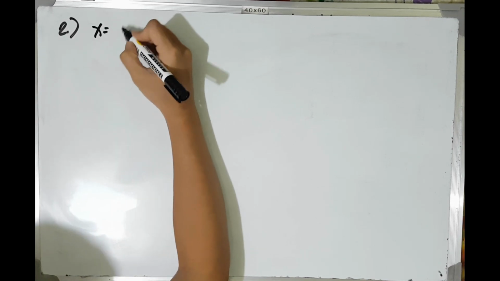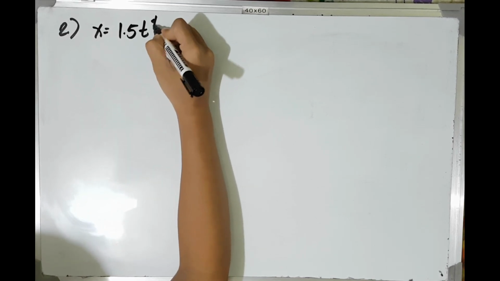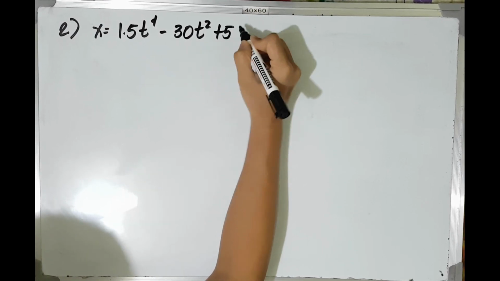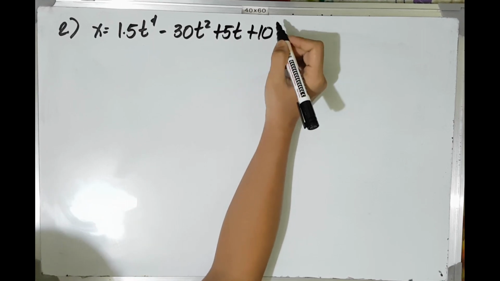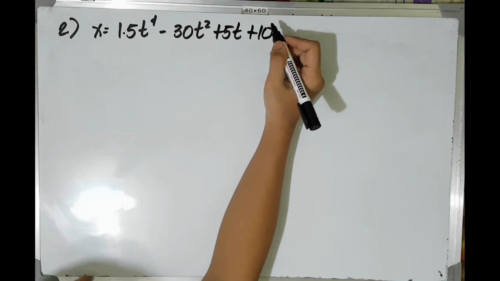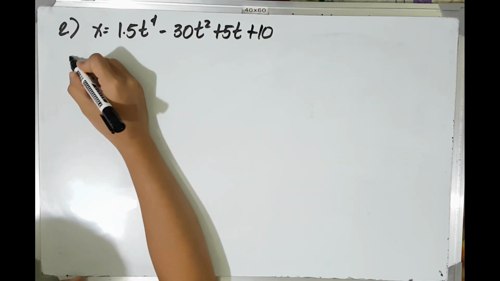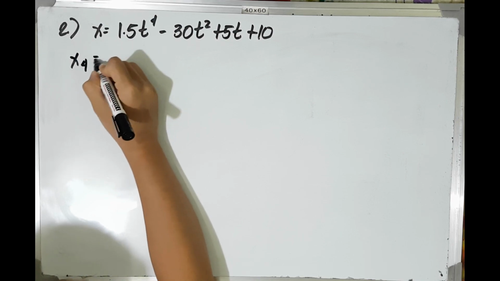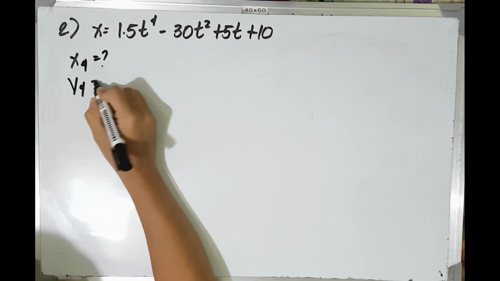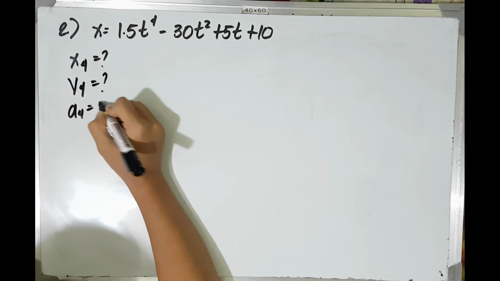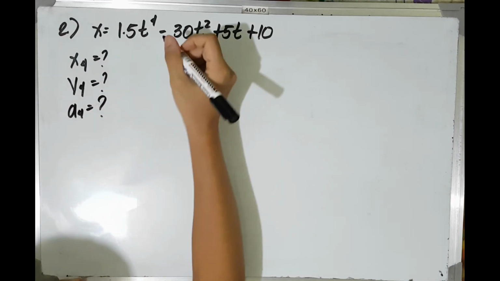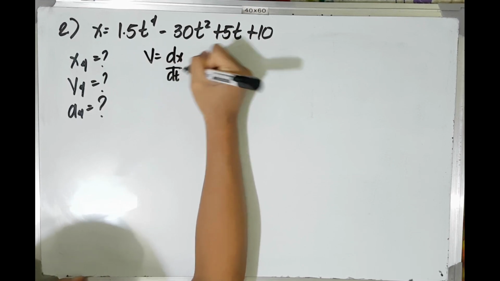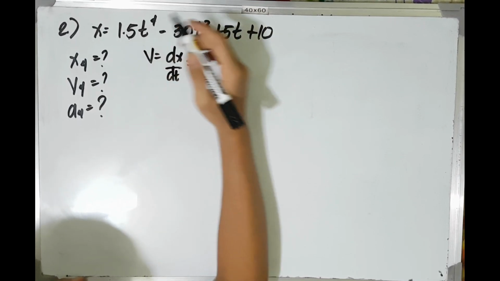So we have here the equation x is equal to 1.5 t raised to 4 minus 30 t squared plus 5t plus 10. We will determine the position at time t equal to 4 seconds, the velocity, and the acceleration. So to be able to get the velocity equation, we will get the derivative of x with respect to time.